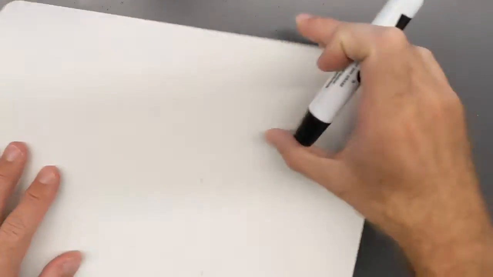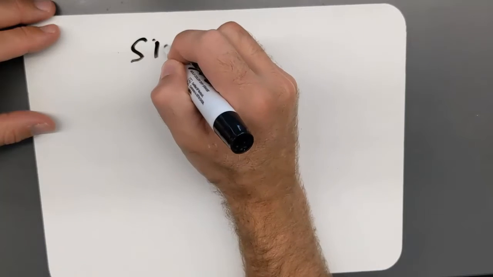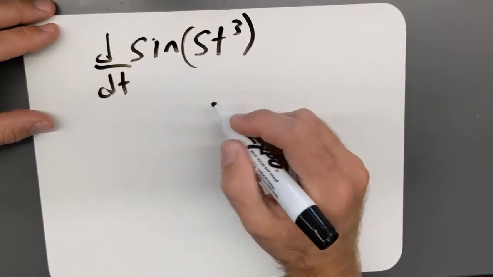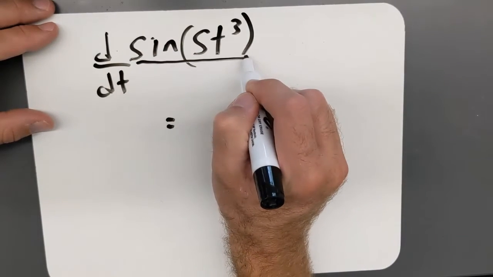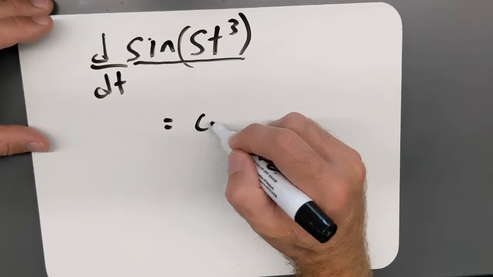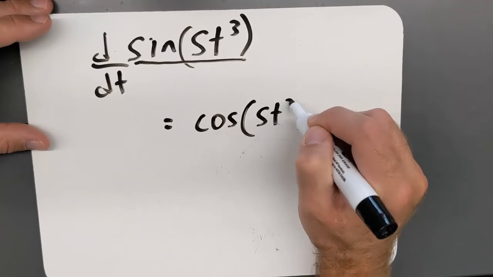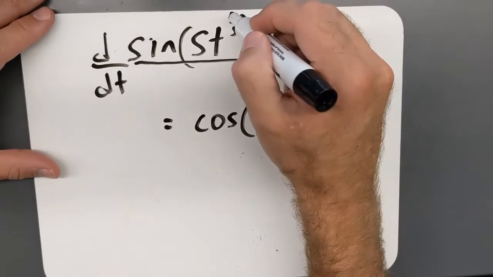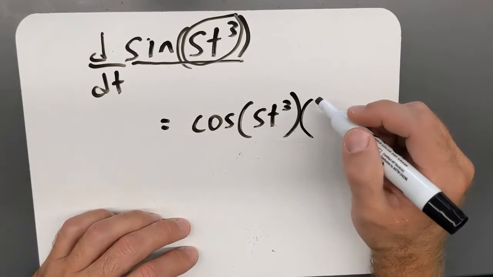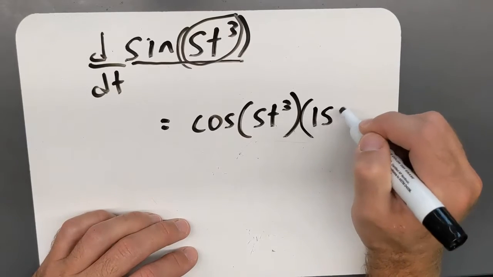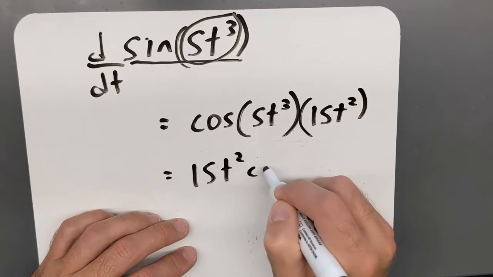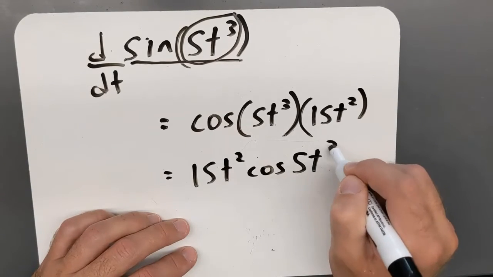What if we have sine of 5t cubed? If we take the derivative of that with respect to time, well, we just write this whole entire thing again in terms of cosine, because that's our definition we just saw. So that would equal cosine of 5t cubed. And like a familiar pattern, we also have to multiply it by the derivative of what's inside. So this would be times 15t squared. So the final answer would be 15t squared times cosine of 5t cubed.